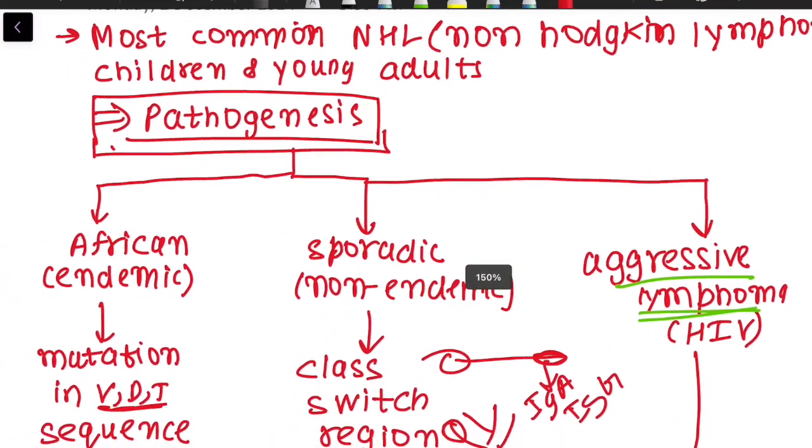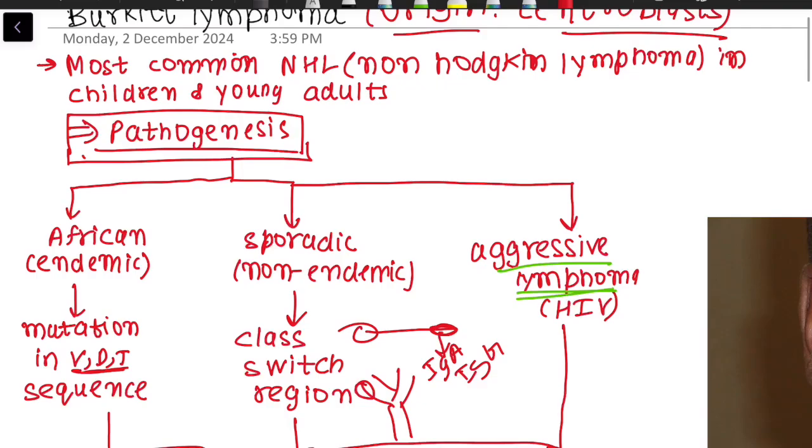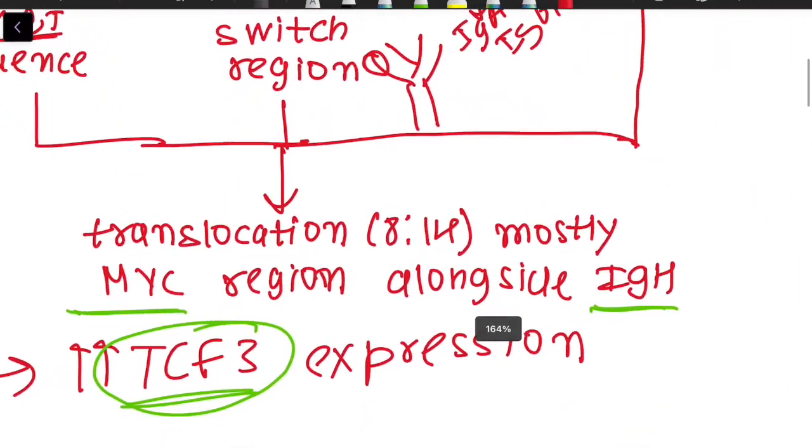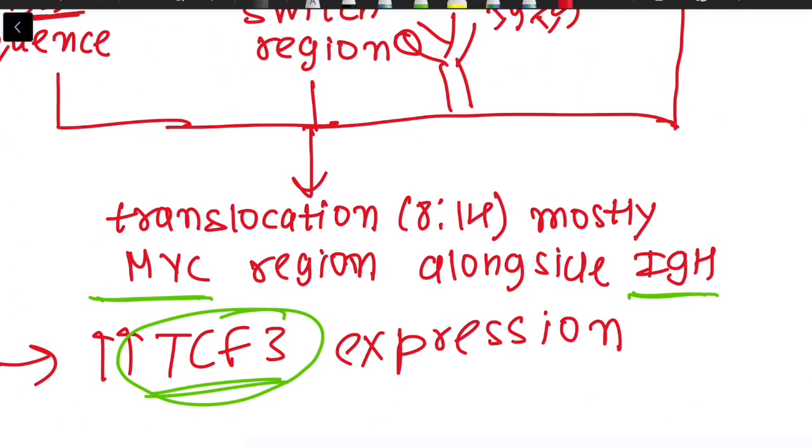And the pathogenesis, basically there are three kinds of presentations, but there is one common mutation found in all of these presentations, and that is a translocation of chromosomes 8 and 14. What happens is that a segment of the MYC gene on chromosome 8 translocates alongside the IGH segment on chromosome 14, which results in increased expression of the MYC gene.